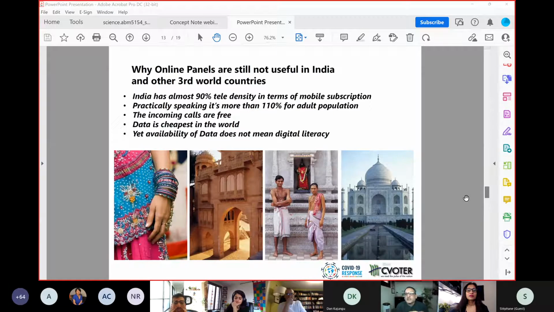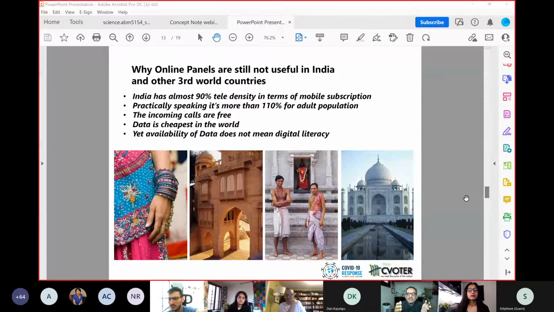The CATI works because a mobile phone is with everyone. Data is the cheapest. Mobile telephony is free. Actually, incoming is free. That's a big difference between what the CATI operation in the West and in these parts of the world are differentiated. Where actually we are the calling party pays system, where if we are calling on your mobile number, we pay for the call, not the respondent pays for the call as in the West. So that's a big difference.